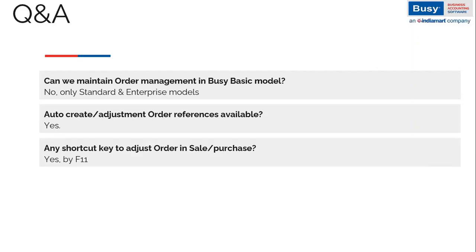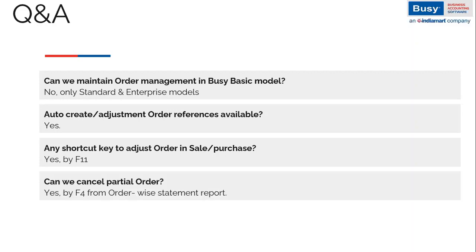Any shortcut? Yes, obviously. To adjust your order in your sale and purchase, you have to press the F11 button. Whenever your cursor gets down to your item box, press F11 at that position. The pending order list will reflect for that particular party to whom you are doing a sale or purchase, and you can select that pending order and do the adjustment in your sale or purchase.